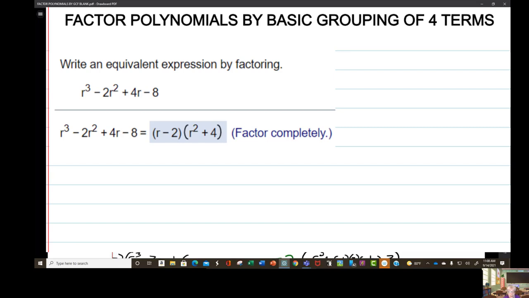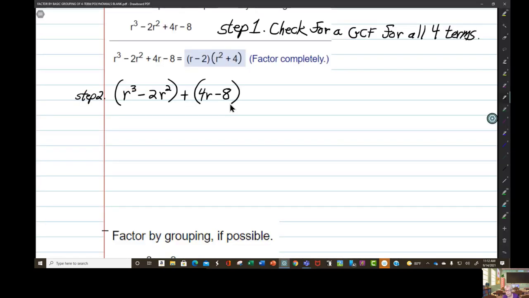We're going to factor by grouping. You need to have four terms if you're going to group. So here we have four terms. And you can see what the answer is going to be. There is not a GCF for all four terms.